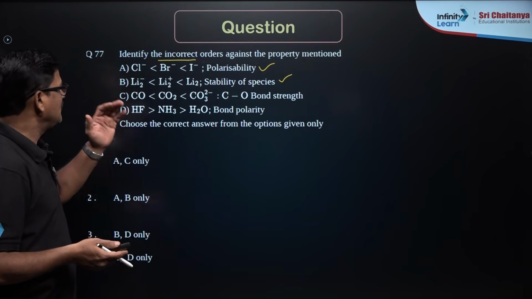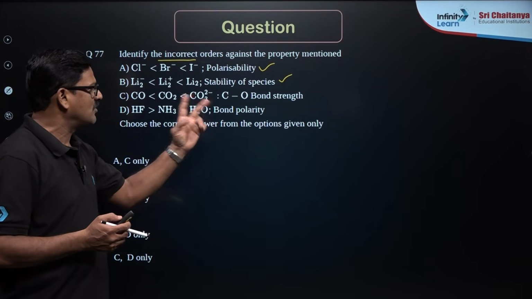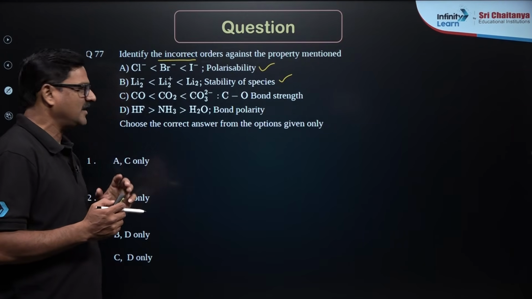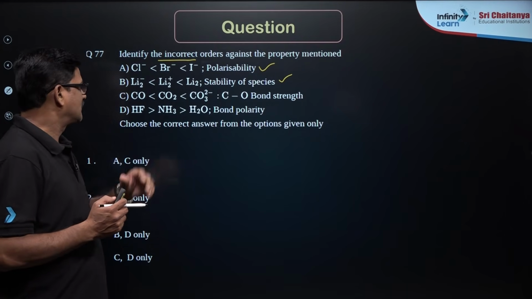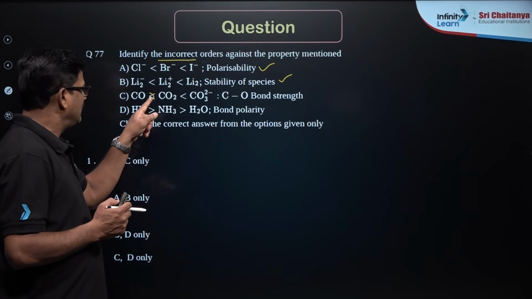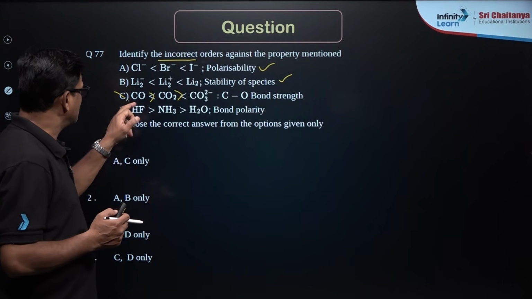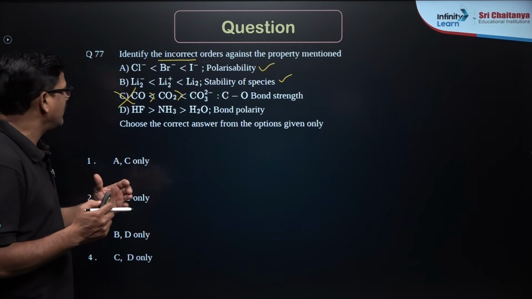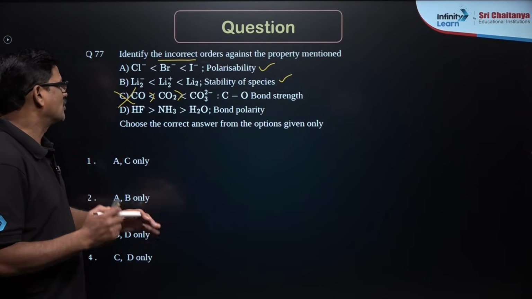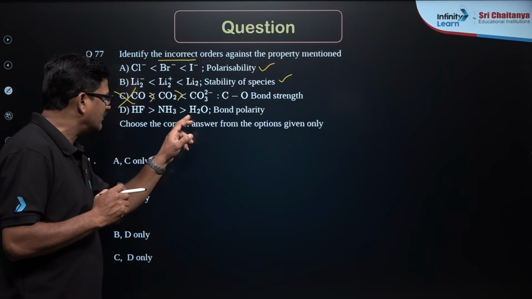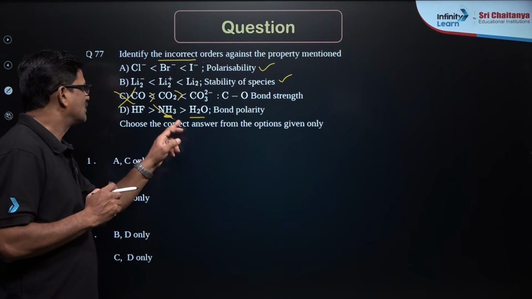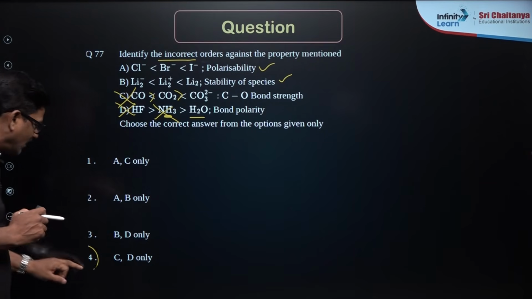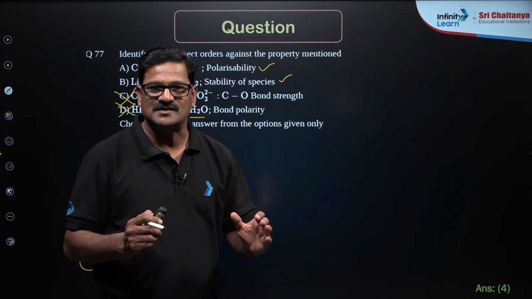And you can see CO, CO2, CO3 2 minus, CO bond strength. So for bond strength, CO bond order is going to be 3, CO2 bond order is 2. So it should be greater here, but the given order is not the actual order, so that is not correct. Then NH3, H2O bond polarity. Bond polarity depends upon various parameters, not only the electronegativity. Bond polarity of H2O is greater than NH3, so that is also not correct. So I want to say only A and B are correct, C and D are incorrect. Option 4 is the correct answer for this question.